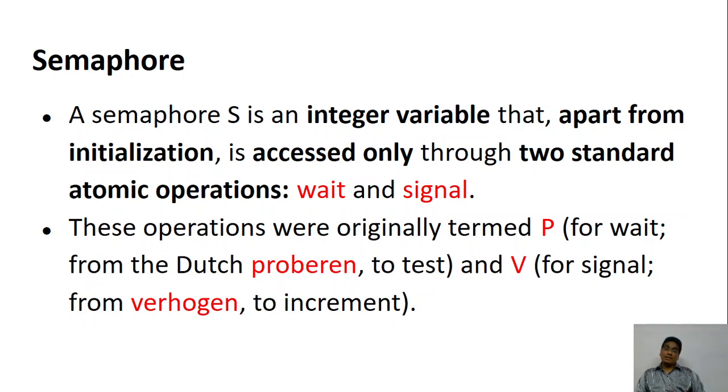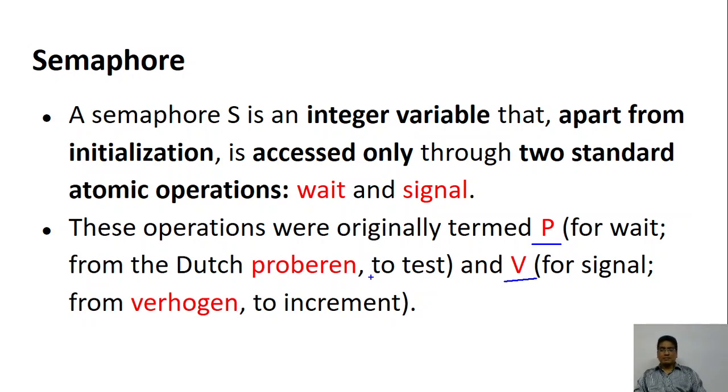One is wait and the other is signal. Generally, these two operations are denoted by P and V. P means proberen. I think I pronounced it properly. This is in Dutch, so I don't know Dutch. The V means verhogen. So, verhogen and proberen. Hope the pronunciation is proper.